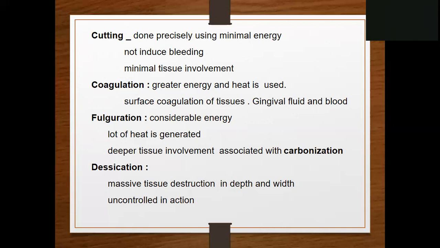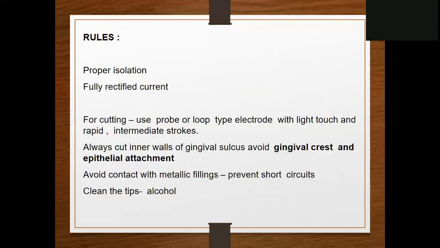The last one is desiccation, in which there is massive tissue destruction in depth and width, and also there is uncontrolled action. These are the 4 actions under the electrosurgical method. What are they? Cutting, coagulation, fulguration, and desiccation.